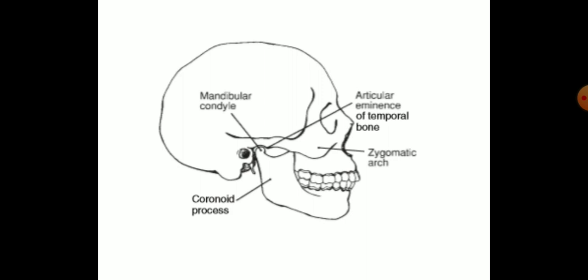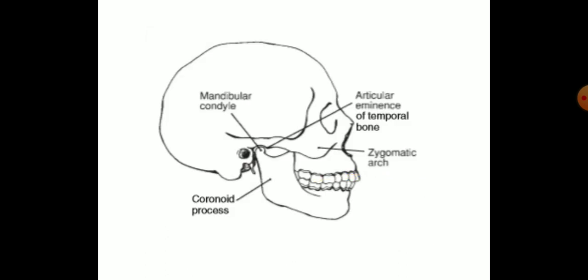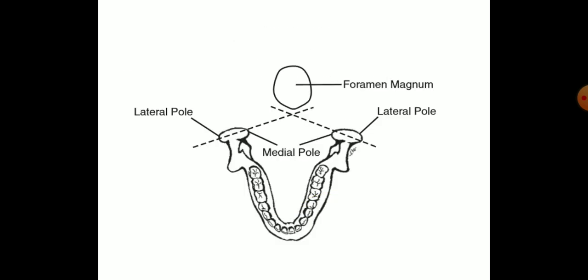The mandibular condyles are located at the end of the ramus. So these are the two mandibular condyles, and these are formed at the end of the mandible in the posterior superior aspect, with each having a medial and lateral pole. So next we are going to discuss this condyle. This condyle has two poles, one lateral and one medial pole.